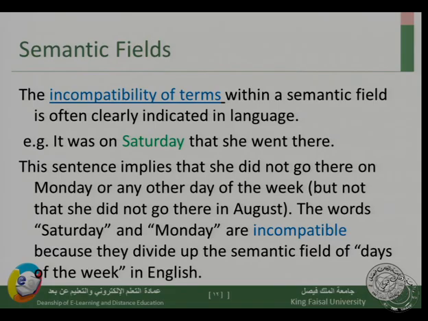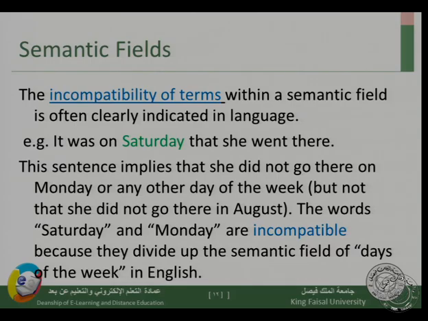So March and Saturday are not incompatible. They are compatible. You can use them together. But when you say Saturday, you can't also say she went there on Monday if you are referring to the same event. If you're talking about the same event, you can't say she did the same thing at the same time on both days, both Saturday and Monday. That is because Saturday and Monday and other days of the week belong to the same semantic field, and they are incompatible with each other.